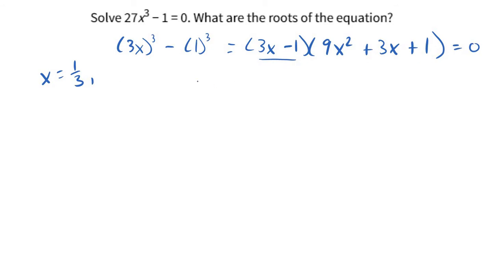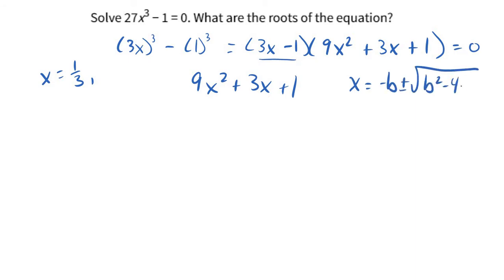Now this one, let me break it down a little bit. I have a quadratic. Well, we know how to solve quadratics, don't we? We can use the quadratic formula. You can complete the square, I suppose. But let's use the quadratic formula for this one. Remember the quadratic formula? So x equals negative b plus or minus the square root of b squared minus 4ac, all over 2a.